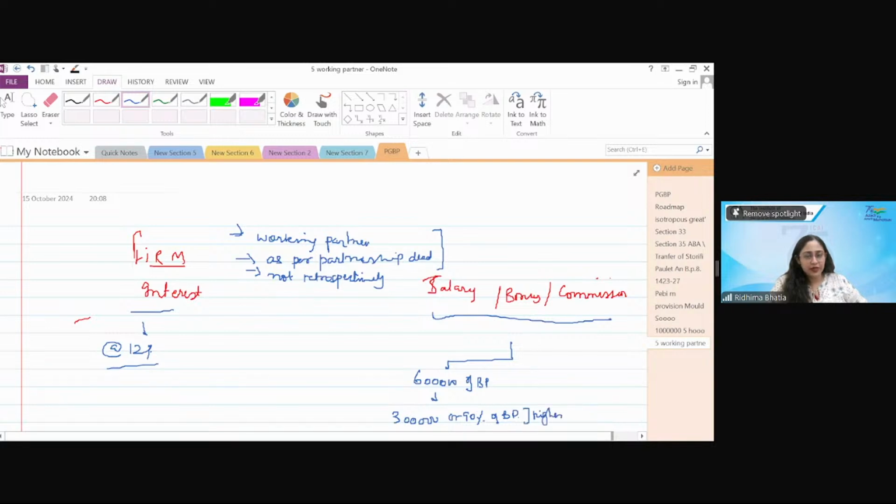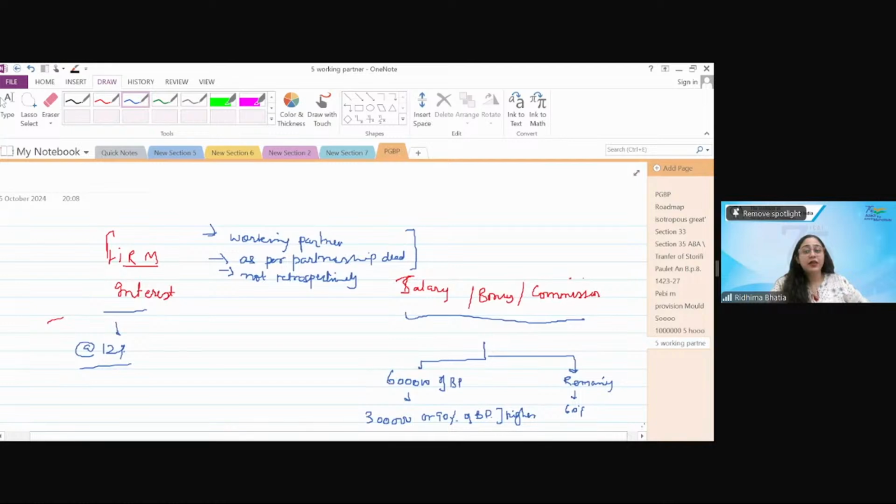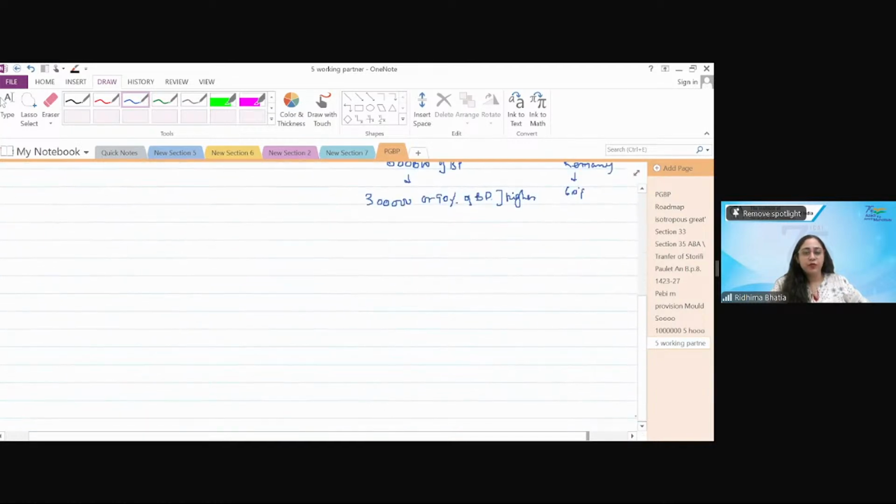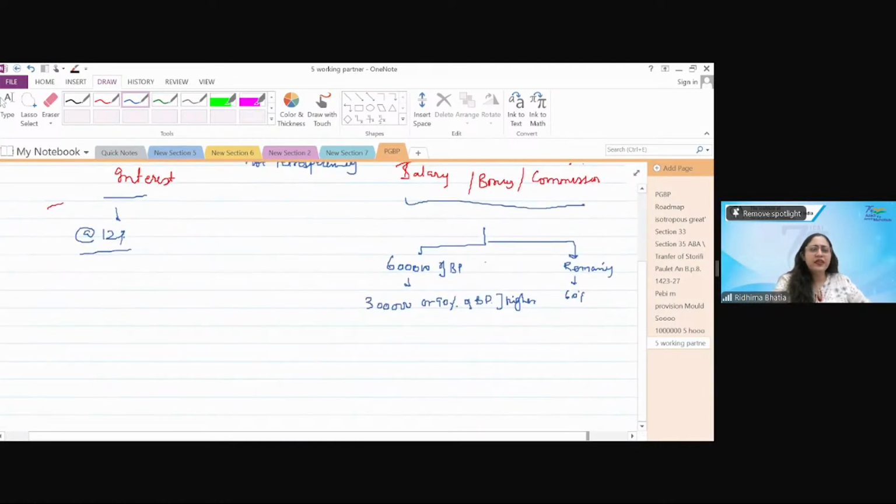I'm writing it, I'll explain it. And on the next part of profit, you will allow salary as 60%. Now the partnership deed says everyone will get 1 lakh rupees per month as salary, that is written. But in income tax they have restricted the salary to an extent of book profit, and they've increased these limits.